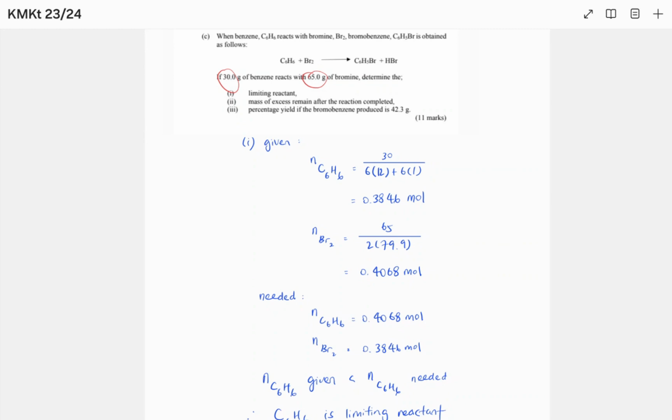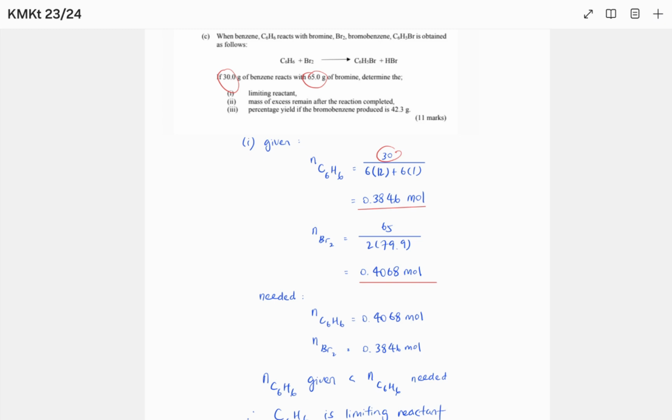So again, to find the mole of the reactant, we will use mass divided by molar mass. So the mass of the benzene is 30 grams, divided by the molar mass, 6 times 12 plus 6 times 1, we will get 0.46 mole. So for the mole of bromine, we use 65 grams divided by 2 times 79.9, we get 0.4068 mole. So this will be the mole given.